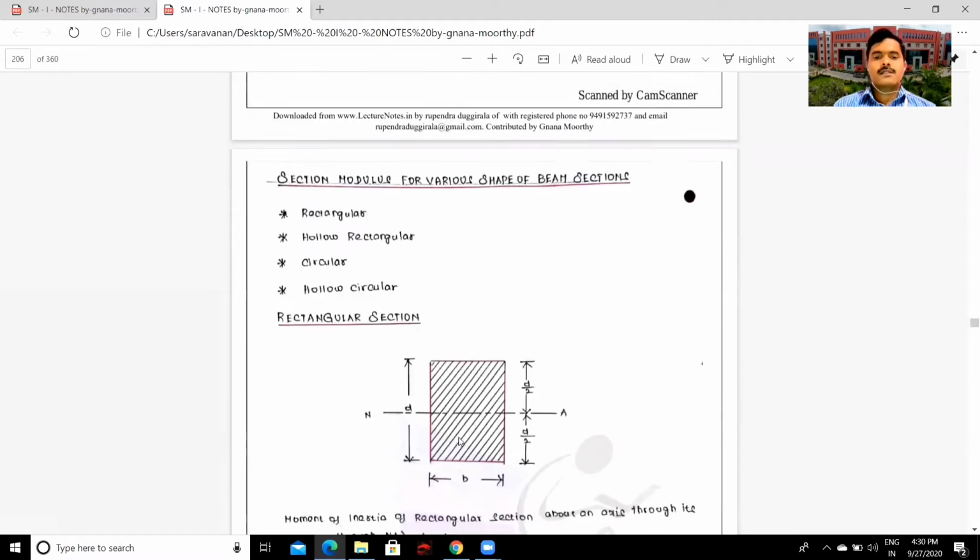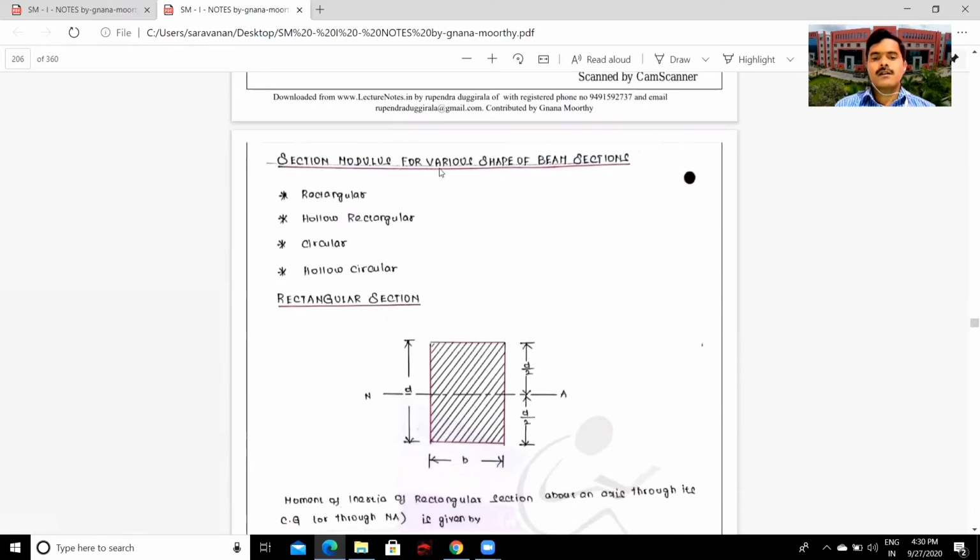Now we can see section modulus for various shapes of the beam section. So you know what is section modulus? Z is equal to I by y maximum, or M is equal to sigma into Z. So Z equal to M by sigma maximum, or Z is equal to I by y maximum. So you have to derive the Z value for rectangular section, hollow rectangular section, circular section, hollow circular section. So you can see the rectangular section.